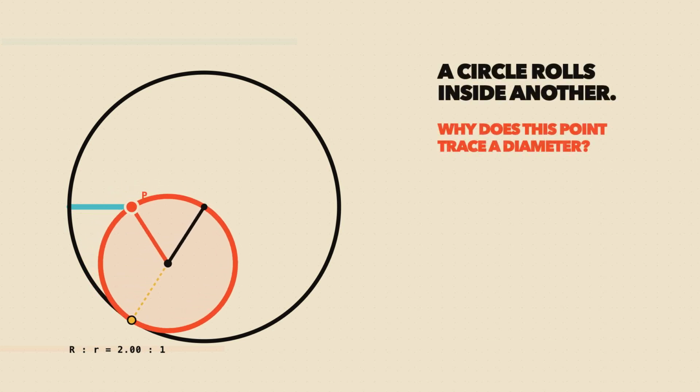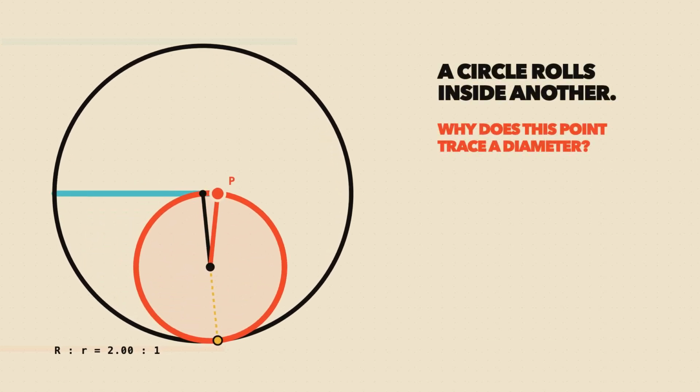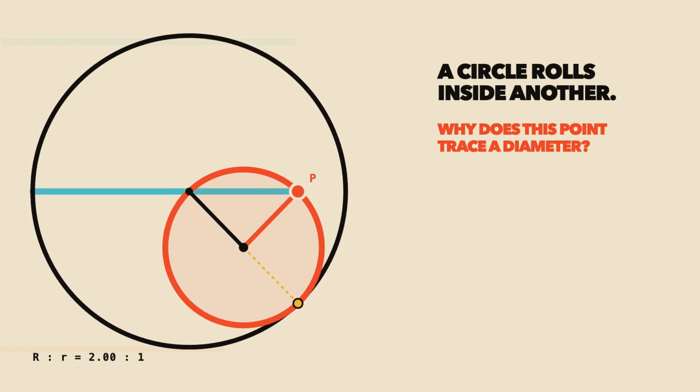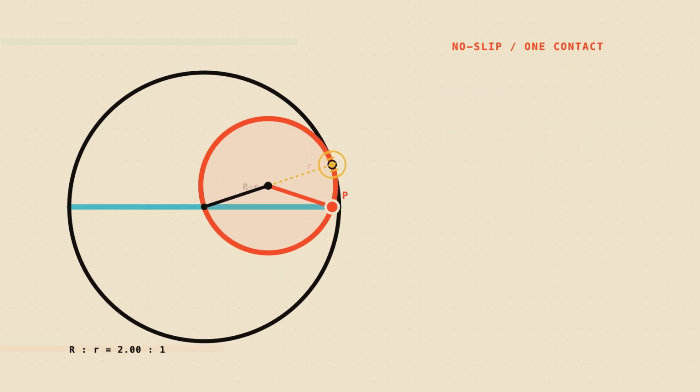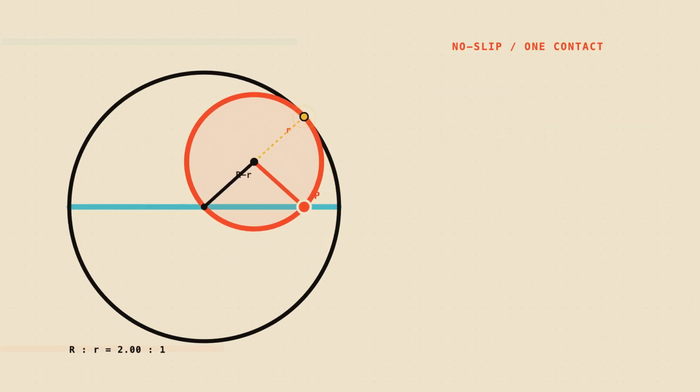Why does a rim point of a small circle rolling inside a fixed circle trace a straight diameter? The cause is at the no-slip contact. Let the small circle radius be little r, and the fixed circle radius be capital R.